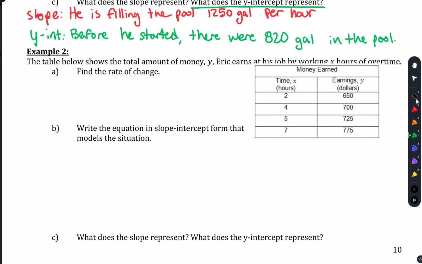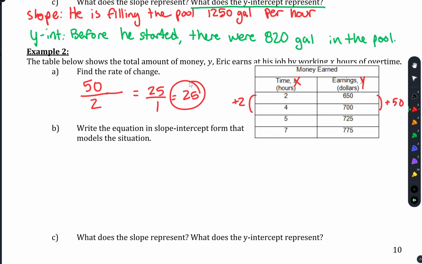Figure out how much they earn per hour or per 2 hours is what we're going to find here. So count these jumps, right? From 2 to 4, that's plus 2. From 650 to 700, that's plus 50. I'm going to put the Y's on the top, the X's on the bottom. 50 over 2 is 25 over 1, or just 25.